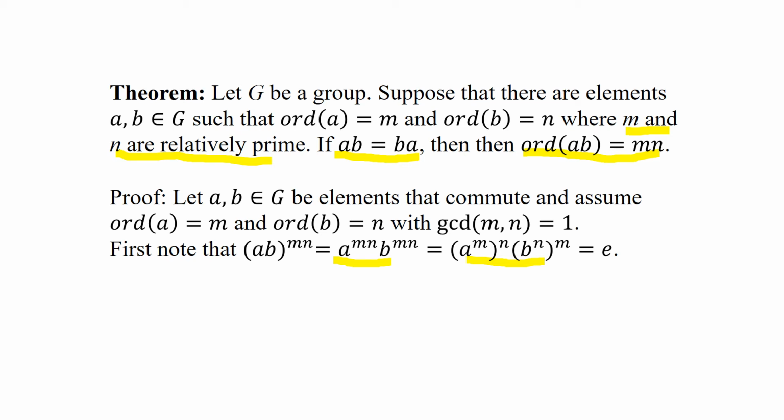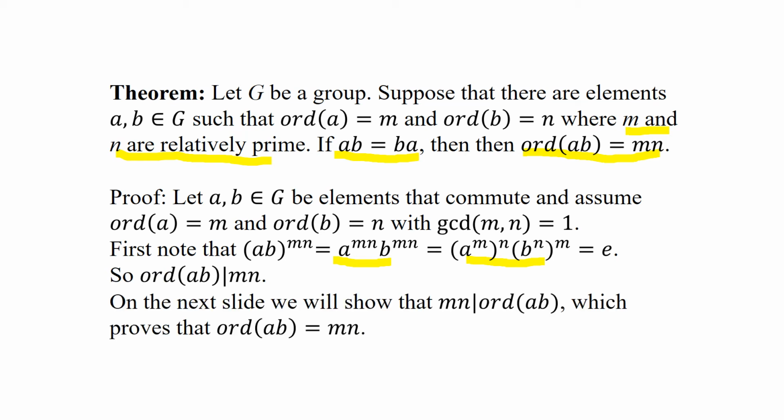What does that tell you? It tells you the order of AB is a factor of mn. In the interest of space, we're going to finish the proof on the next slide. What remains to be shown is that this product of the orders is a factor of the order of the product. Once we've proven this, then we'll have our result.